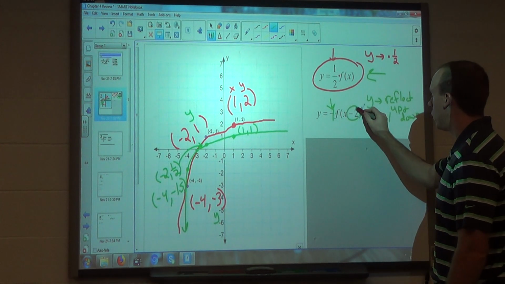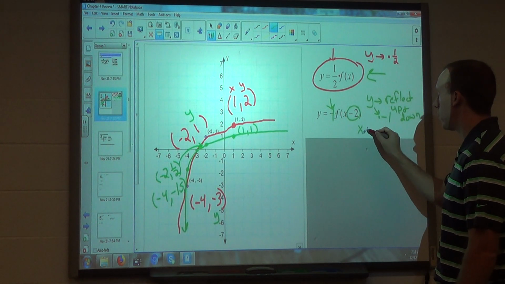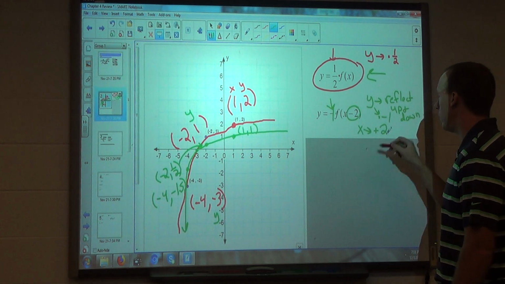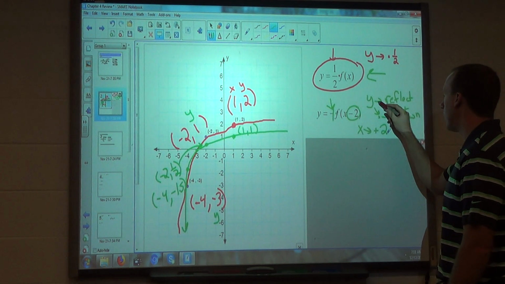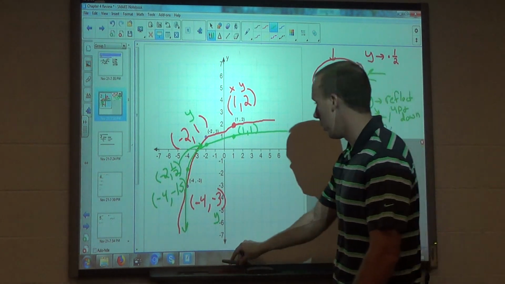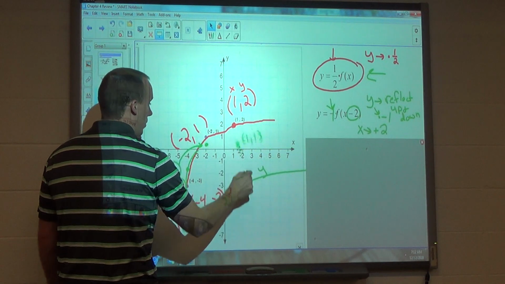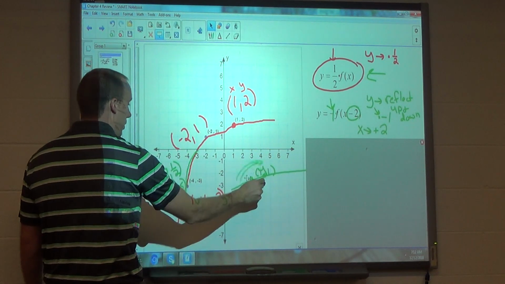And what is this -2 going to do for me? It's looking on the inside, which are my x's, and you do the opposite. So opposite of -2 would be I'm going to add 2. So every x is going to add 2 and every y is going to multiply by a -1. Okay, so then if I do this now, move everything out of the way and redo it.